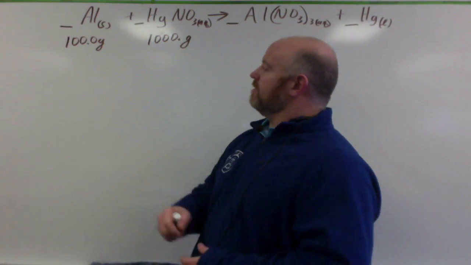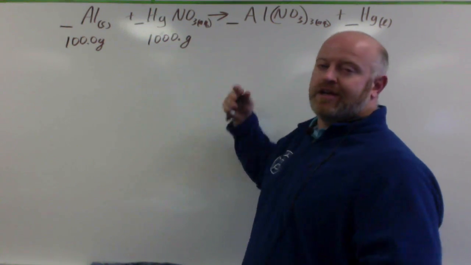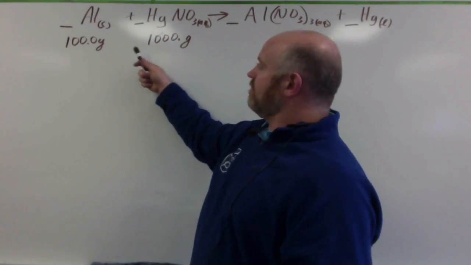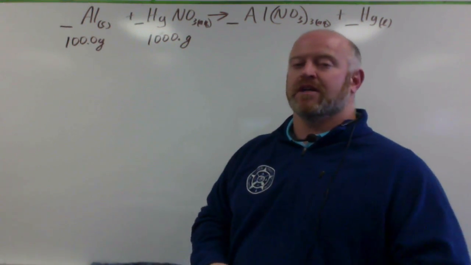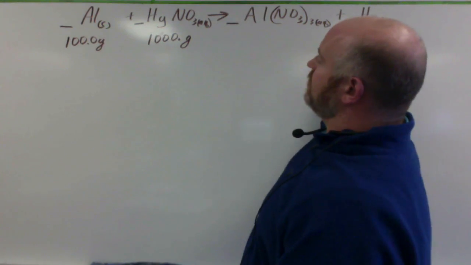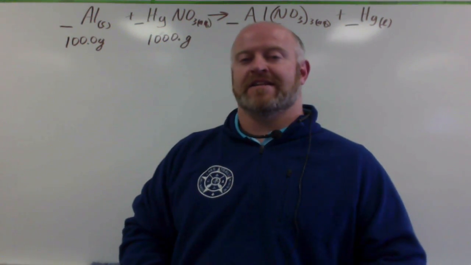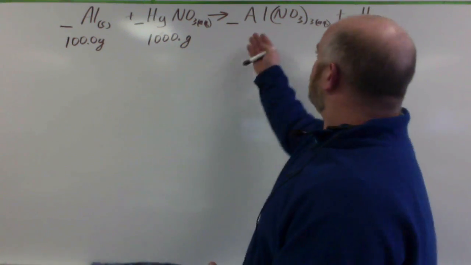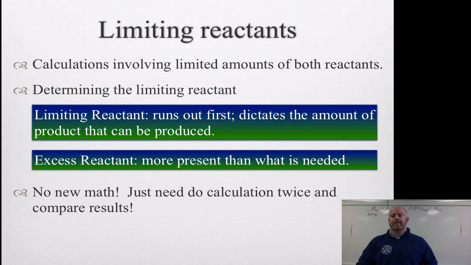Now, in terms of our problem, where we have 100 grams of aluminum and 1,000 grams of mercury nitrate, you might think, well, you have 1/10 of this, so aluminum must run out first. That idea can cause problems because we have a certain mole ratio and we have different masses here. So in reality, you can't just look at it in that simple context. You actually have to break the problem down and solve for one of your products to see what one actually limits the reactant. Okay? So if we go to our screen, let's get through some terminology.